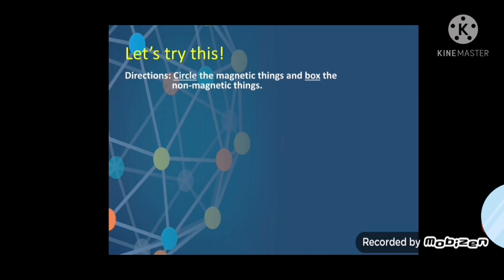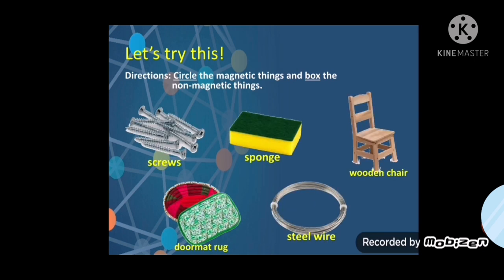Let's try this one. For the directions, circle the magnetic things and box the non-magnetic things. And the materials are screws, sponge, wooden chair, doormat rag, and steel wire. You only have 1 minute to answer.